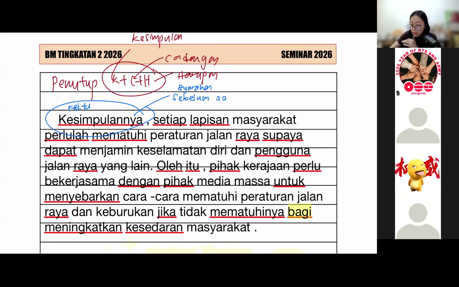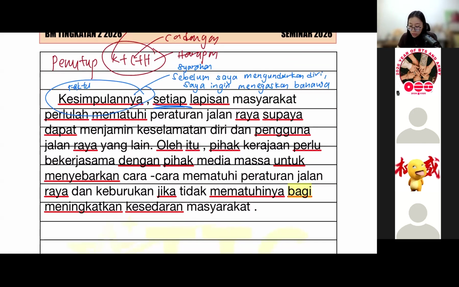Sebelum saya mengundurkan diri, saya ingin menegaskan, I want to emphasize bahawa, emphasize that, then continue setiap lapisan. So I show you two way of writing. One is for fakta, one is for syarahan. So sorry, suddenly I thought that I writing fakta. Okay, now, so since this is a syarahan, so you can say saya berharap. Okay, but then if it's not a syarahan, just use diharapkan. Okay, so this one is a syarahan, so you can say saya berharap.